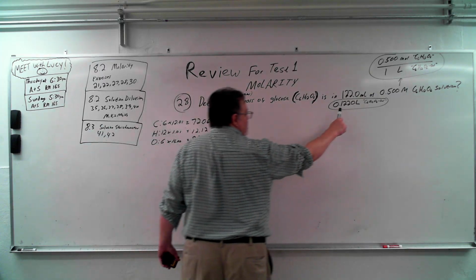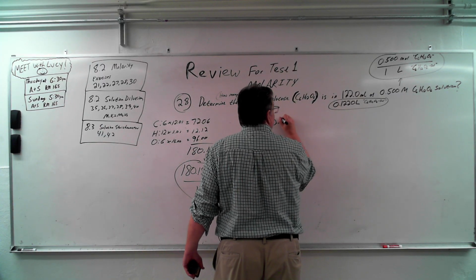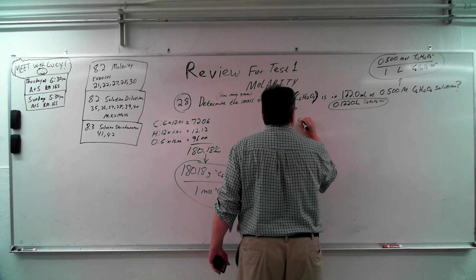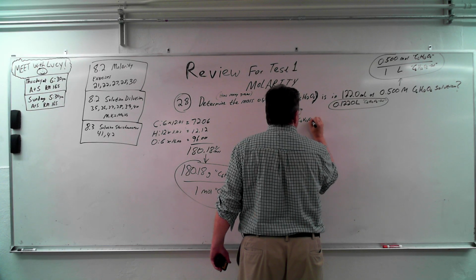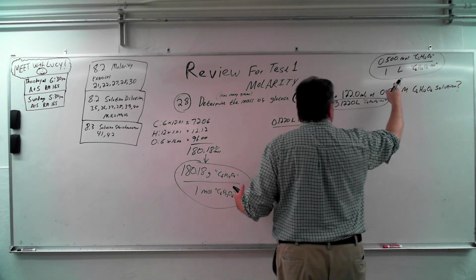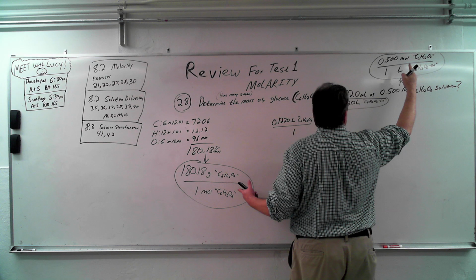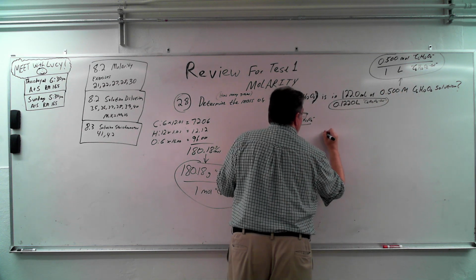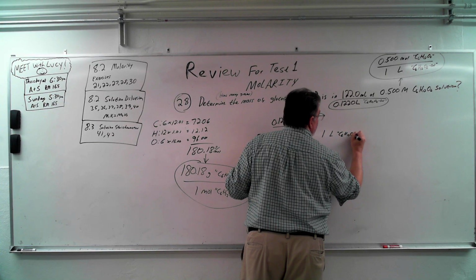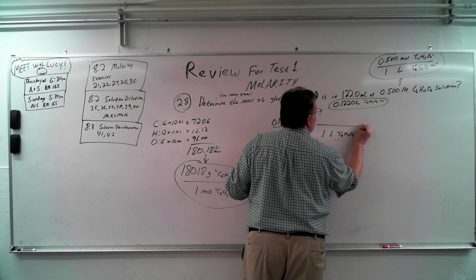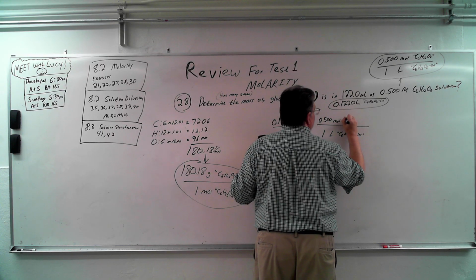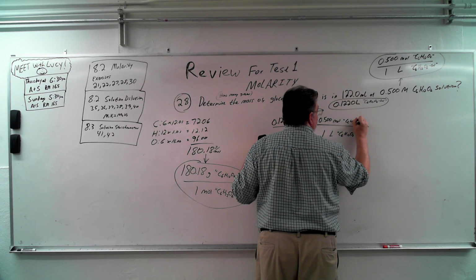I would start with this, 0.1220 liters of C6H12O6. Now we need one of these that has liters of C6H12O6 solution, and that's this one. It needs to be down here. 1 liter of C6H12O6 solution is 0.500 moles C6H12O6.